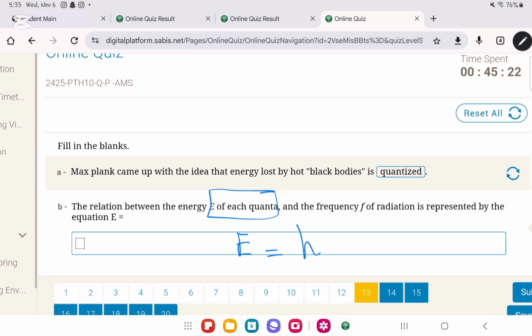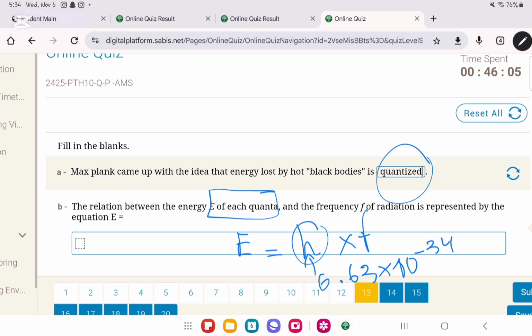This is Planck's constant, which is almost 6.63 times 10 to the minus 34. It seems like a big number, but it's very small in fact. So the energy of each quanta, the energy of each particle of black body, we said it's quantized. So the energy of each quanta is equal to Planck's constant, which is 6.63 times 10 to the minus 34, multiplied by the frequency of radiation.